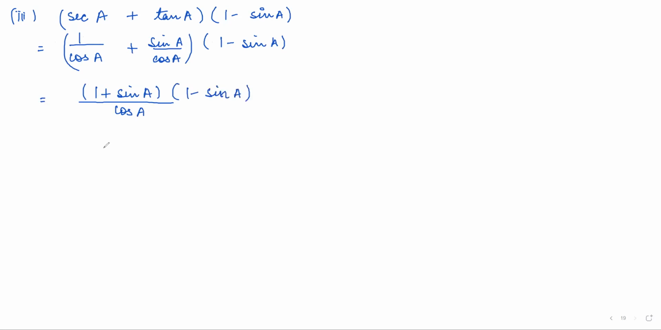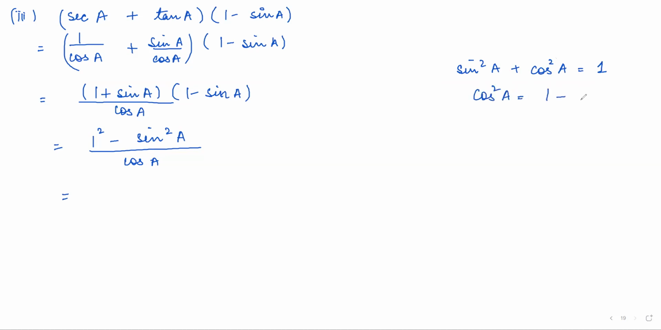Again, you can see this is A plus B into A minus B. That means A square minus B square. So 1 square minus sine square A divided by cos A, right? Now, the identity is this. Sine square A plus cos square A is equal to 1. So if I bring the sine there, I'm left with cos square A is equal to 1 minus sine square A. So in place of 1 minus sine square A, I can write cos square A divided by cos A. So one cos will be gone. Answer is cos A.